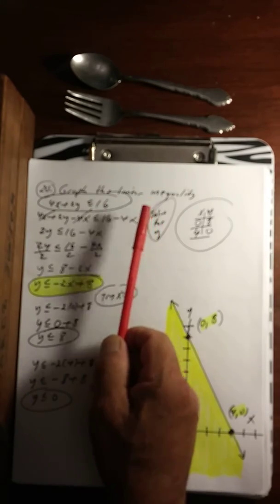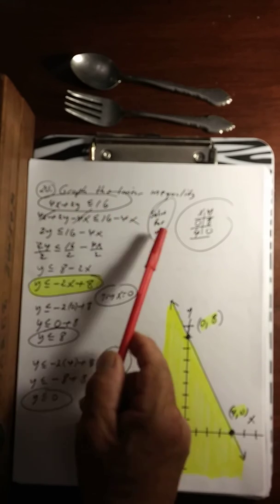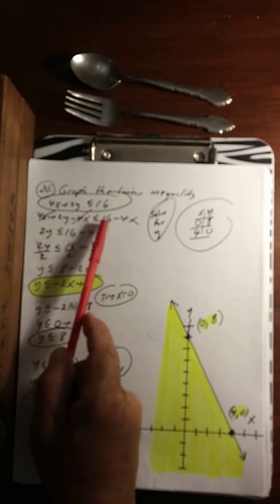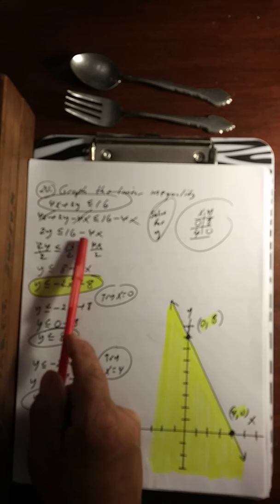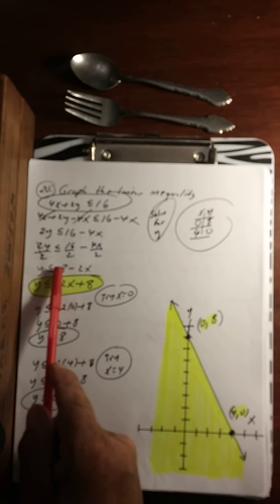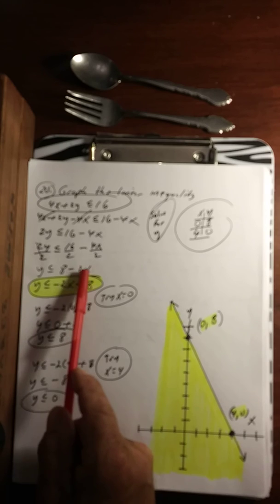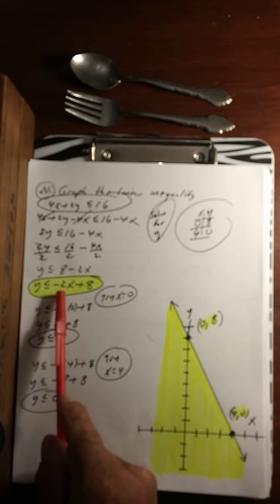Graph the linear inequality. So first let's solve for y. Subtract 4x, so we have 2y less than or equal to 16 minus 4x. Divide by 2. So y is less than or equal to 8 minus 2x. We write this as y less than or equal to negative 2x plus 8.